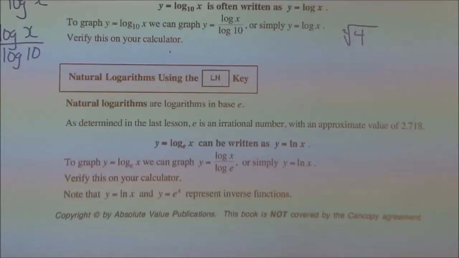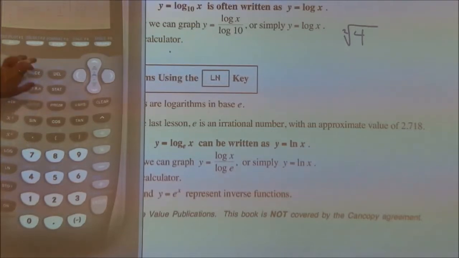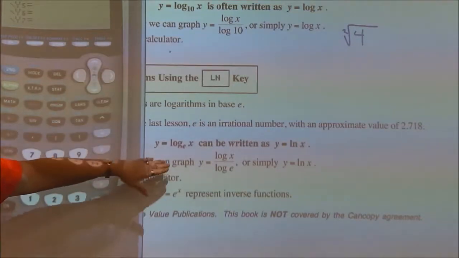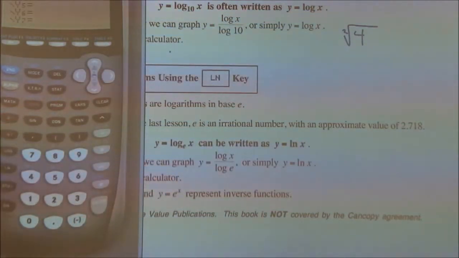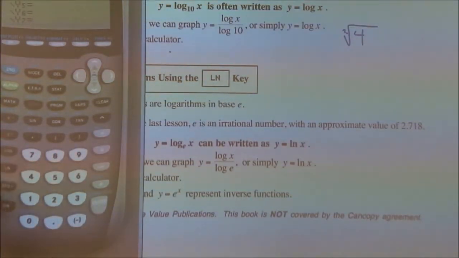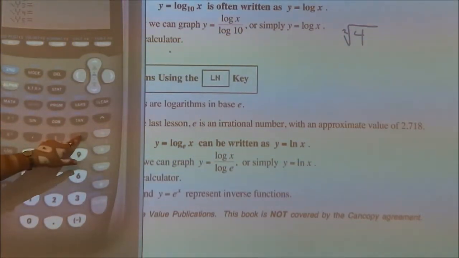The other type of log that we have is a natural log. A natural log has a base of e, which we looked at in the last lesson. It's that irrational number that has an approximate value of 2.718. Again, I can verify this on my calculator. I can go log x divided by log e, and to get e, it's the second function of this ln. Exponent would be 1.